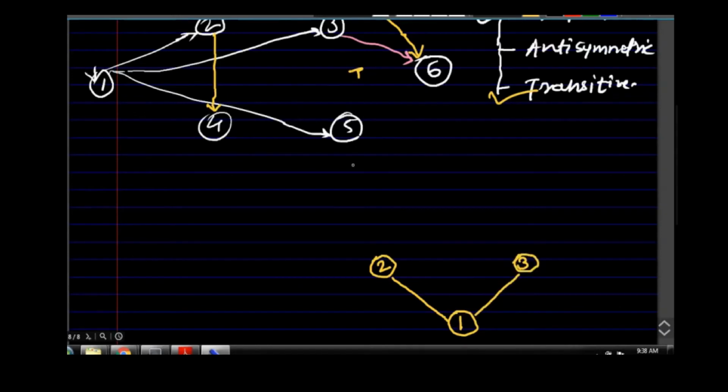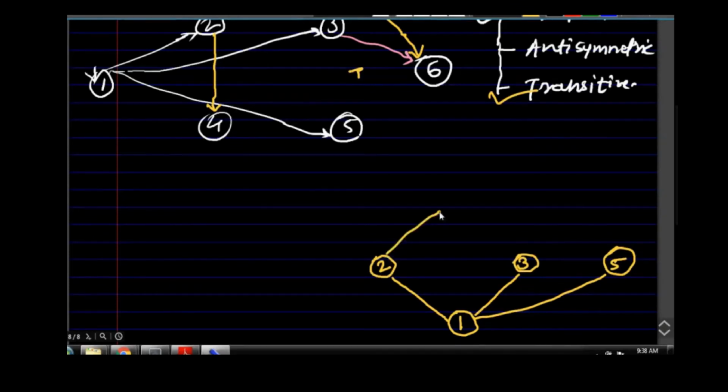Then one more element is there that we can add here, that is 1 to 5. So we are not showing the direction, but still it is saying that the relation is from 1 to 2, 1 to 3, 1 to 5. Okay, now next. So this 2 has a relation over 4. Then this 2 has a relation over 6, as well as 3 has a relation over 6.